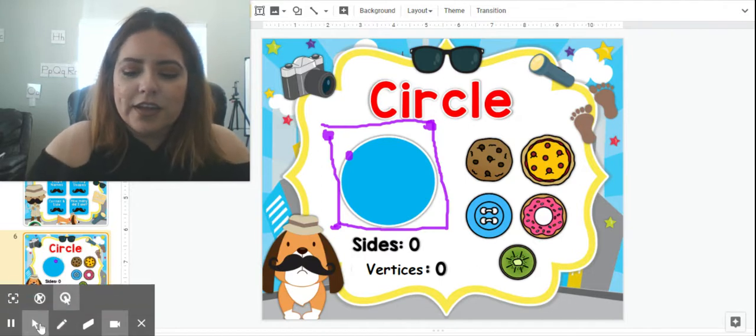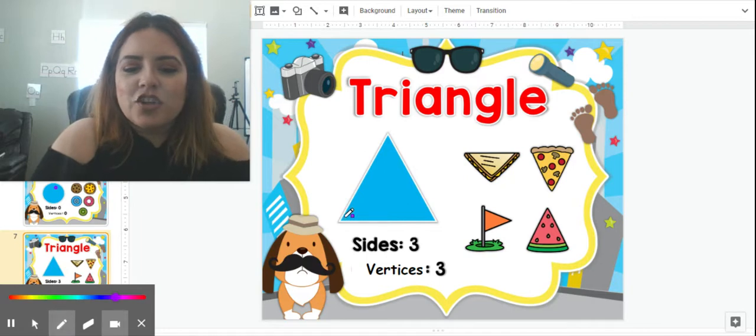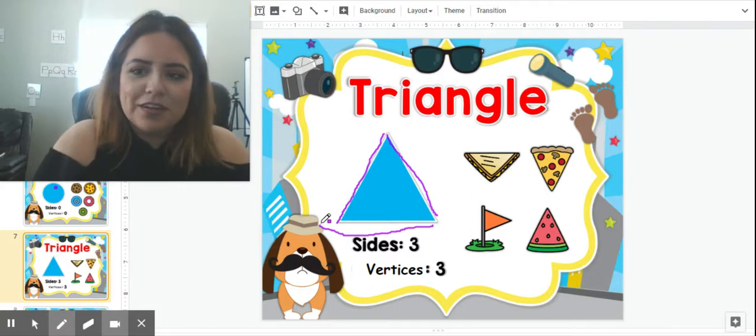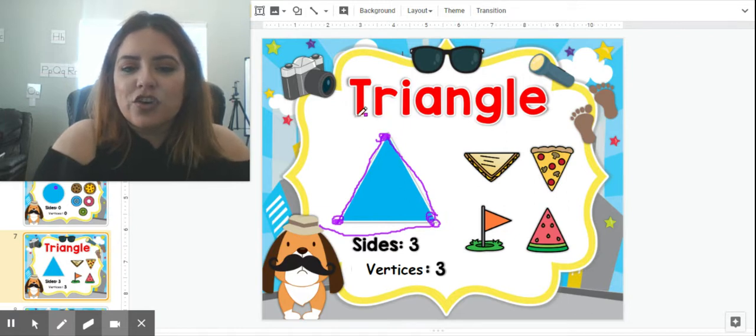Let's take a look at our next shape. Triangle. A triangle has 3 sides. 1, 2, 3. That was a bad one, but you know what I'm saying. 3 sides because it has 3 straight lines and 3 vertices. 1, 2, 3. A triangle.